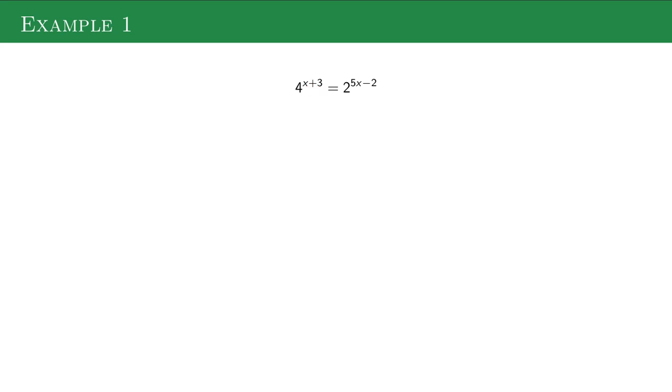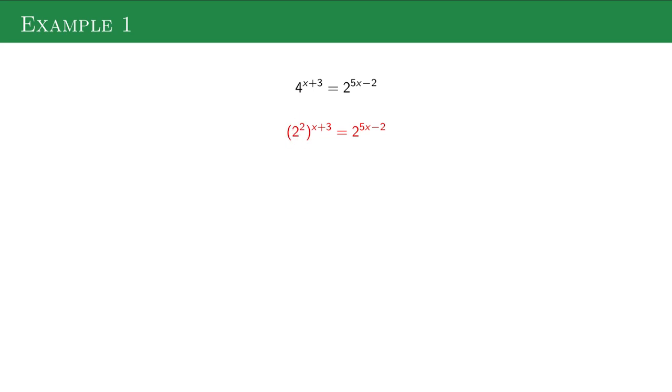We can't just say x plus 3 is equal to 5x minus 2 because 4 and 2 are different numbers. So we have to somehow change them both to be about the same number. And generally, the strategy is going to be to make it based on the smaller number. So we want to rewrite 4 to look like 2, and 4 is 2 squared. So all I did was write that 4 is 2 squared, right?